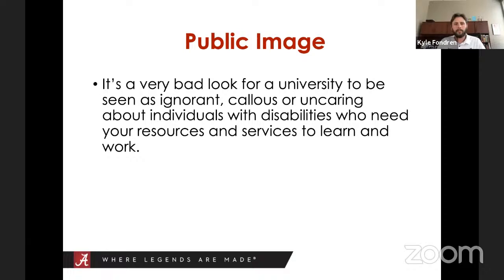So tying into that a little bit, the public image and protecting the reputation of your institution is a really critical part of a job as a communicator in a large institution. And I think it goes without saying that it's a really bad look for a university to be seen as ignorant, callous, or uncaring about individuals who need your resources and services to learn or work. Like it was said before, these institutions are put together to serve everyone, to serve our states, and we have very specific missions when it comes to teaching and being a beacon for our states and our communities. And if you haven't taken accessibility into consideration at all, or you're far behind on it, it's not a good look.